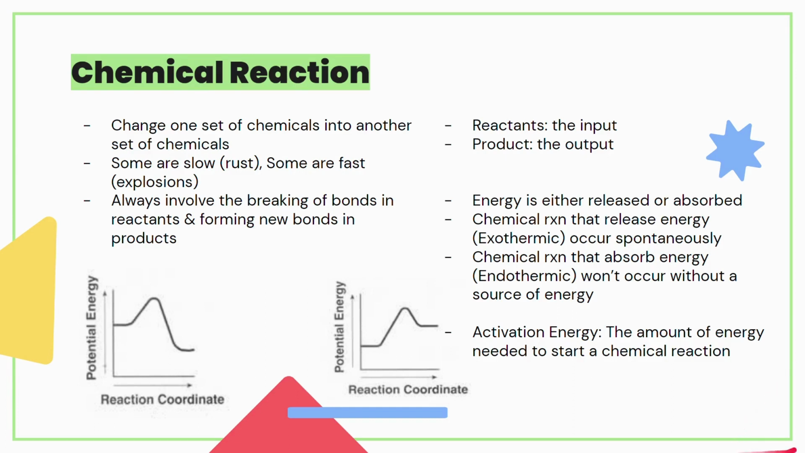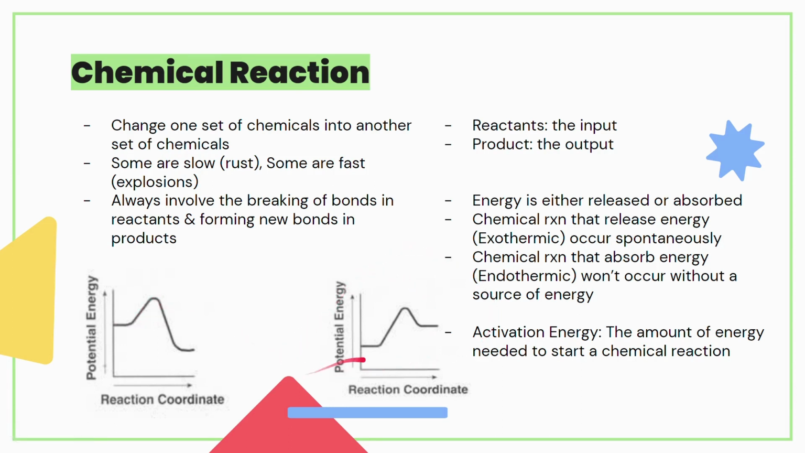Here we can see an exothermic reaction, and we know that it's an exothermic reaction because it released energy, so there's less energy at the very end of the reaction than at the very beginning. Here we can see the activation energy, or the amount of energy that it needed to start this chemical reaction. Right here. That's the amount of energy needed, and that's the activation energy.